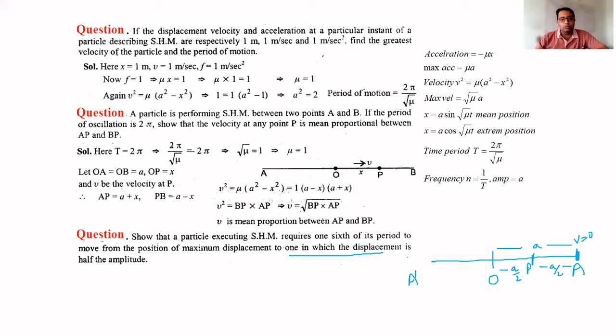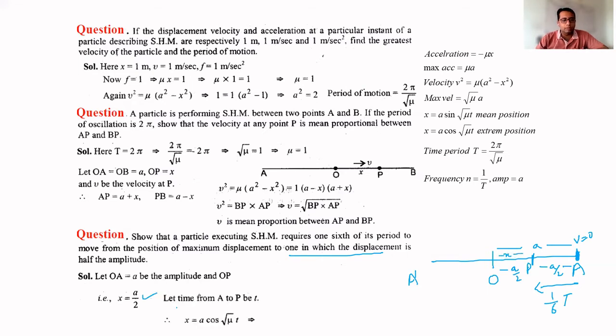So what we have to show is that to move from A to P, the time period required is 1/6 of the total time period, 1/6 T. So this thing we need to prove in this question. Let OA is equal to A, the amplitude, and OP, which we denote with x. What is the x given to us now? A by 2. X is equal to A by 2.